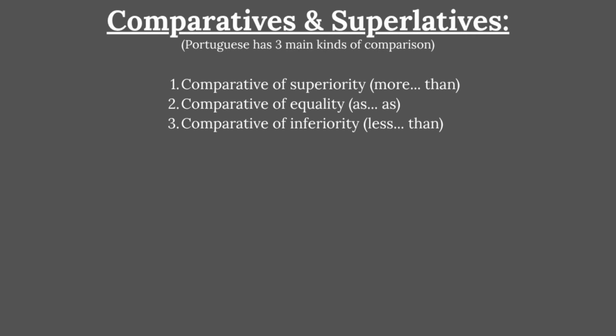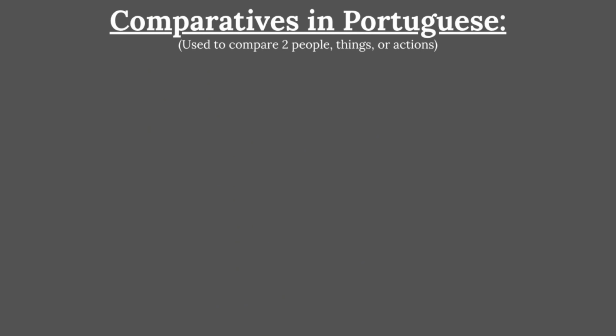In Portuguese, there are three kinds of comparisons: superiority, equality, and inferiority. And in this lesson, we'll see all types and how they're formed in the language. First, we have comparatives, which are used to compare two people, things, or actions.